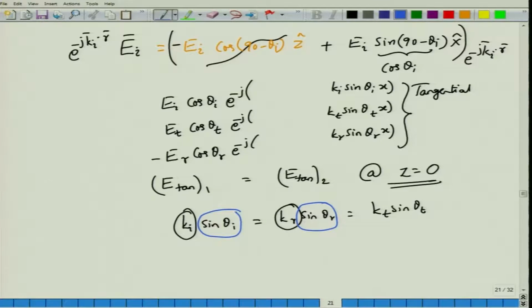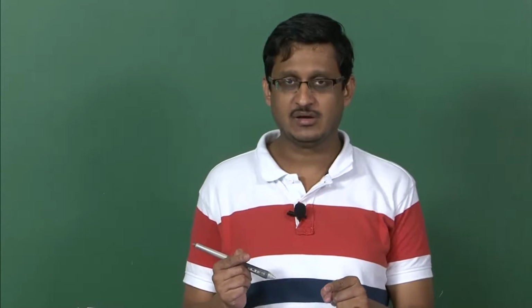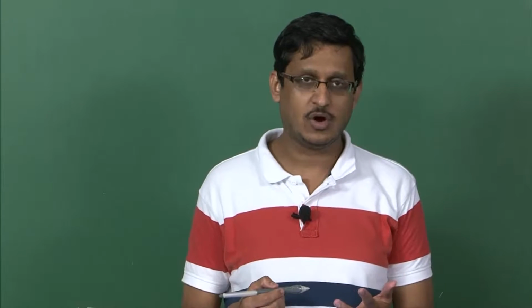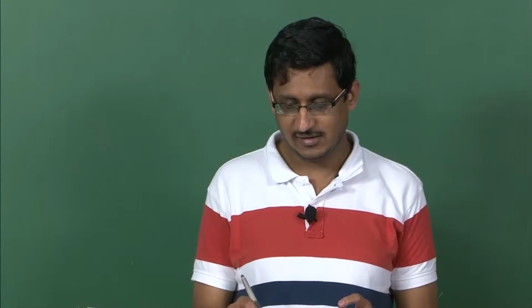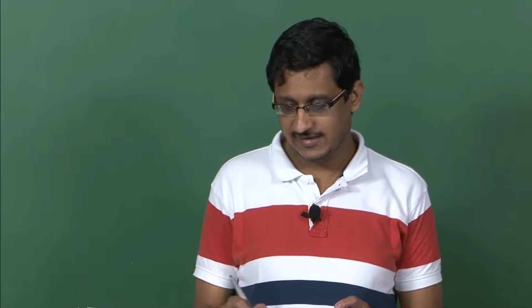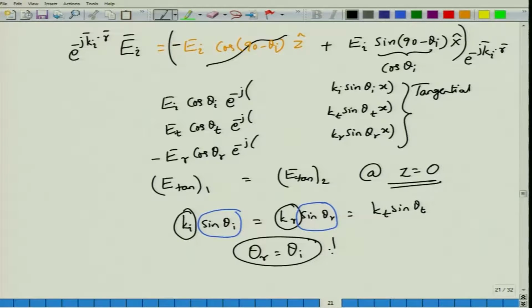And theta I and theta r in our case can go from 0 to 90. If your range is only from 0 to 90 and sin theta I is equal to sin theta r, then the only conclusion that you can draw from this is that theta r is equal to theta I. This is a very important thing, and in your 10th standard or 8th standard, you might have known this as Snell's law of reflection, right? The angle of reflection is equal to the angle of incidence. That so-called law is just a consequence of the boundary condition. That's a little bit surprising.